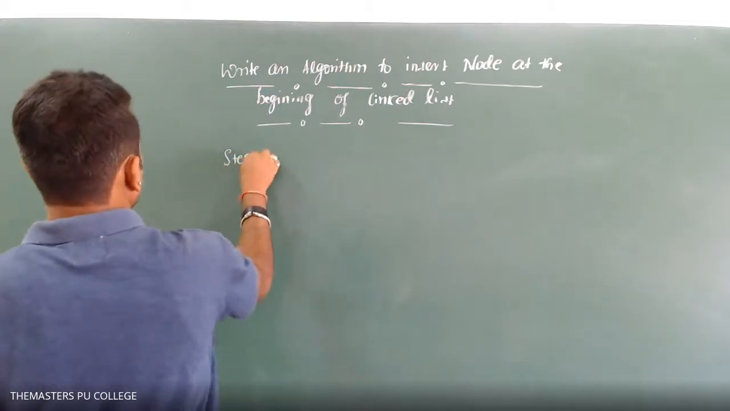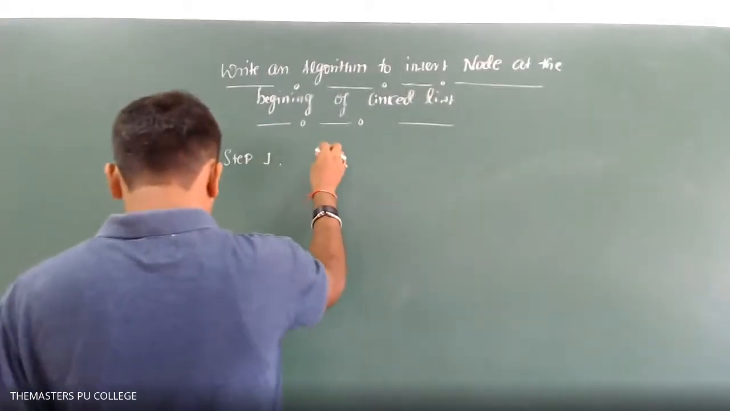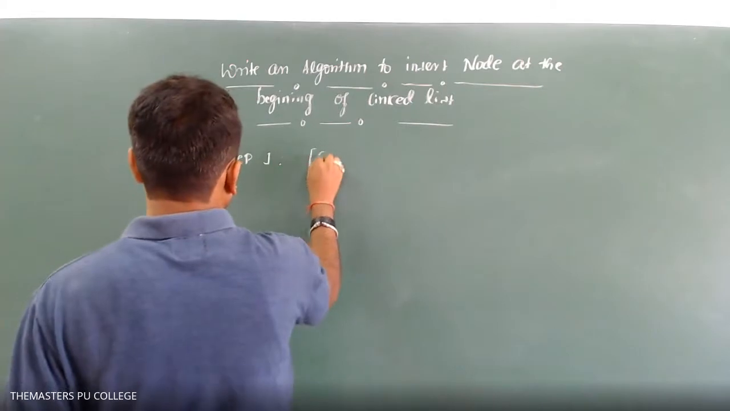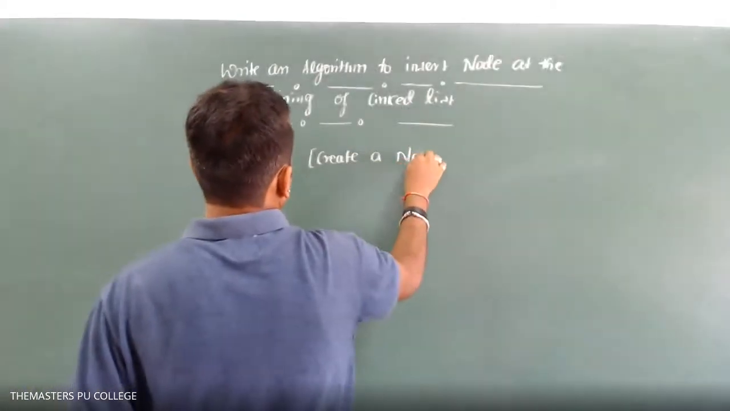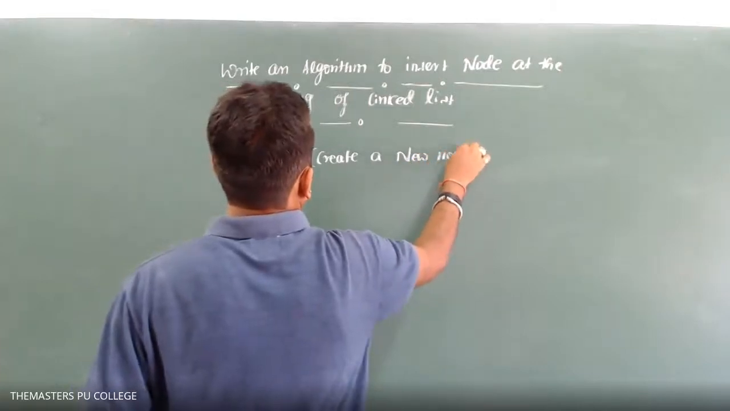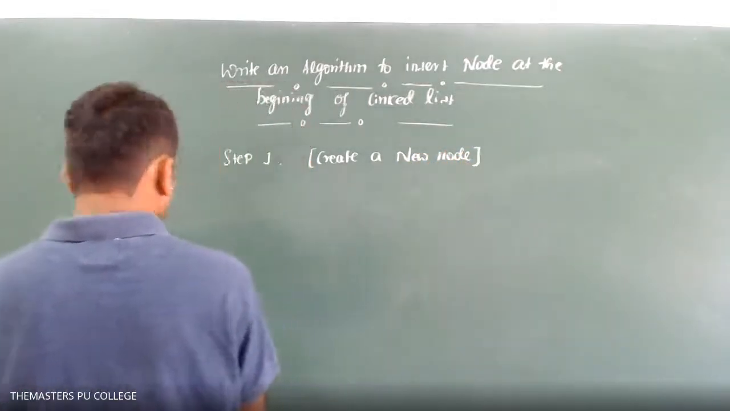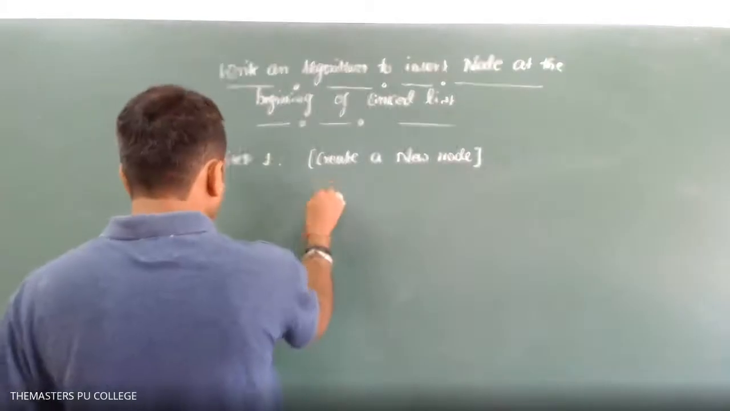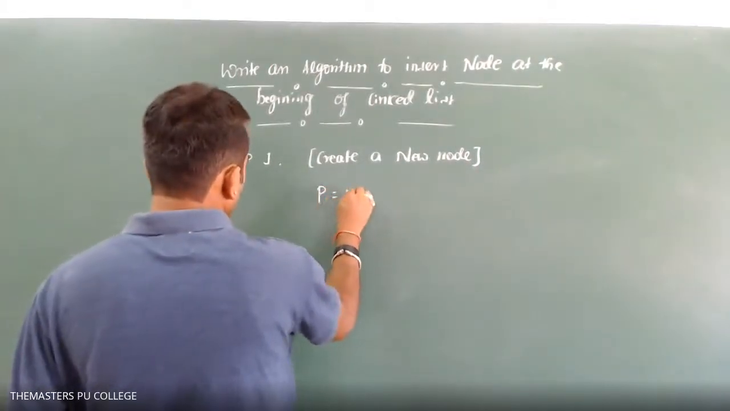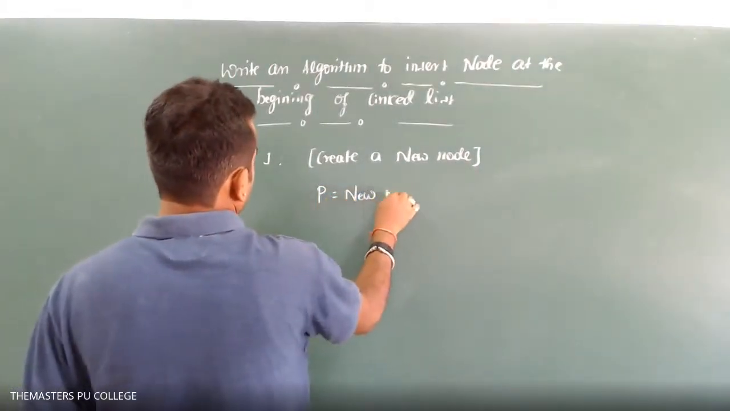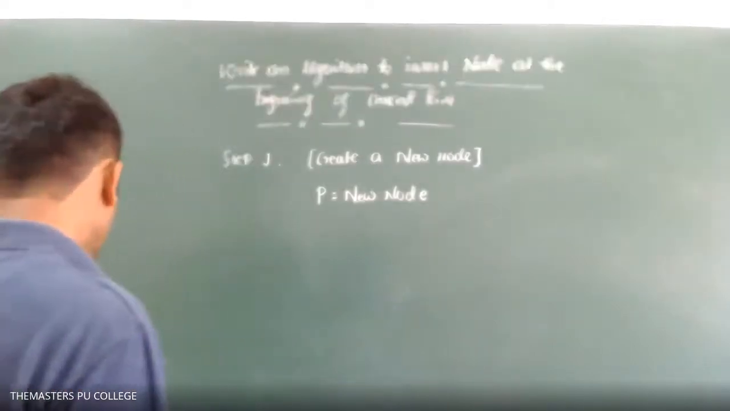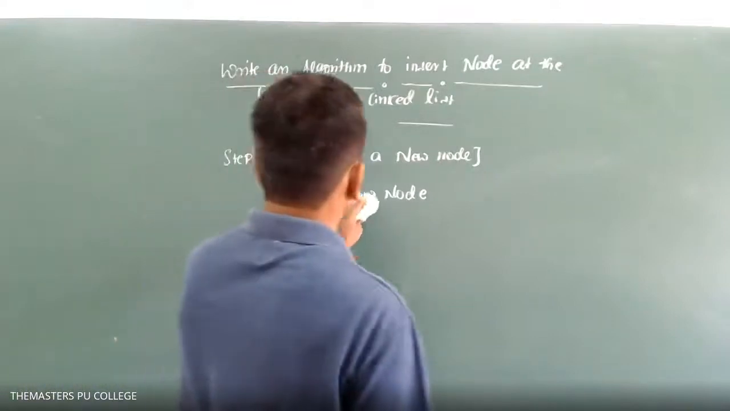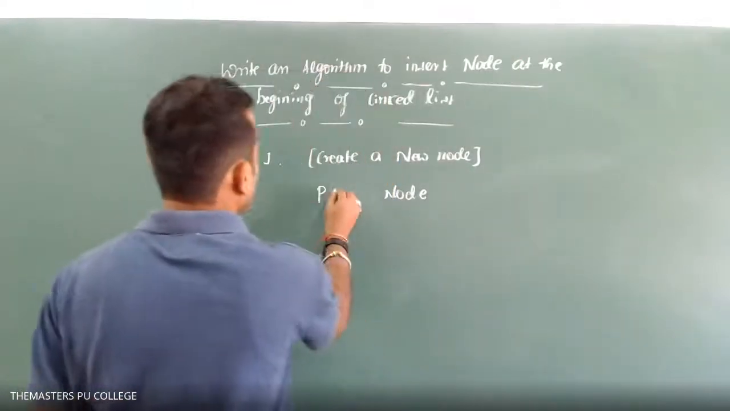Step number 1. Okay, right, create a new node. P is equal to new node. Okay, let P is equal to new node. Okay, so put this new in small, right?